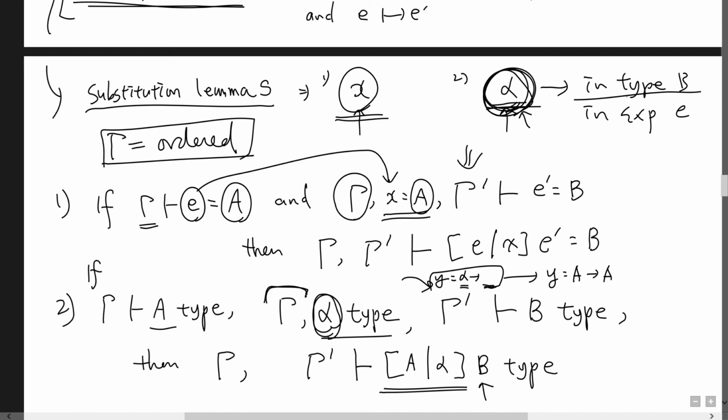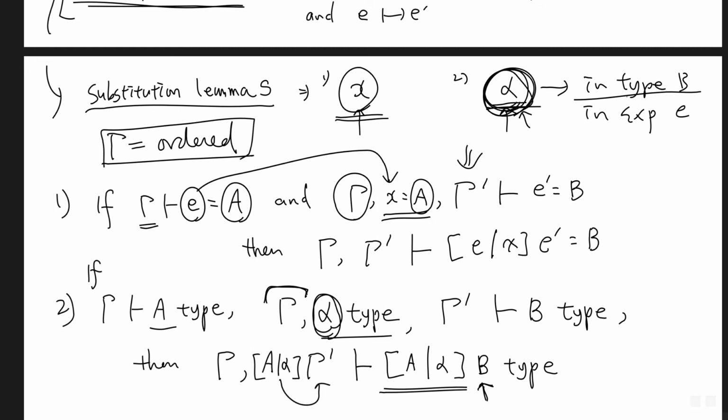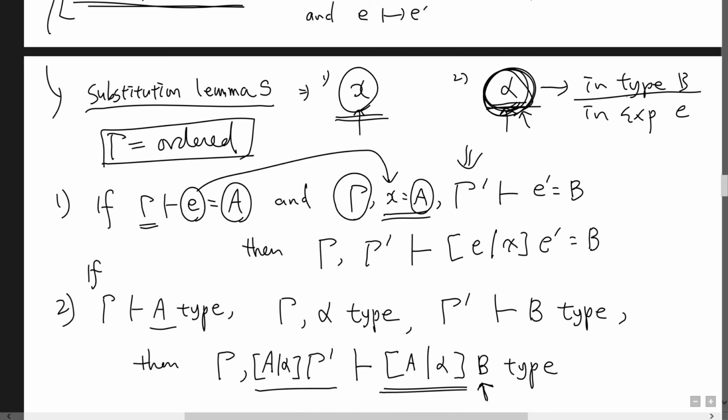So for that reason, it's not enough to apply this type substitution only to type B. You have to actually apply this type substitution, A for alpha, to every component of this typing context gamma prime. So here we slightly abuse the notation. What this means is that you apply this type substitution to every type binding in gamma prime. So this is the right way of formulating the second substitution lemma.